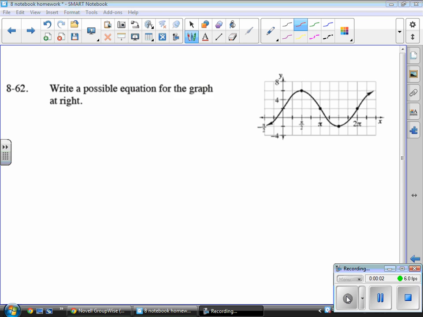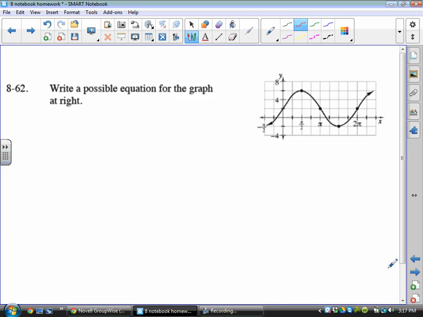This is problem 8-62 from section 8.1.3. Write a possible equation for the graph at right. There's a couple approaches that you might have to this one, depending on whether you think it's a sine curve or a cosine curve, and either one is okay.